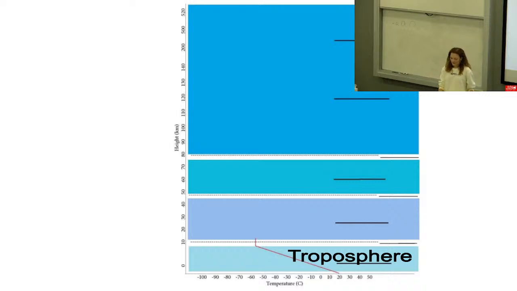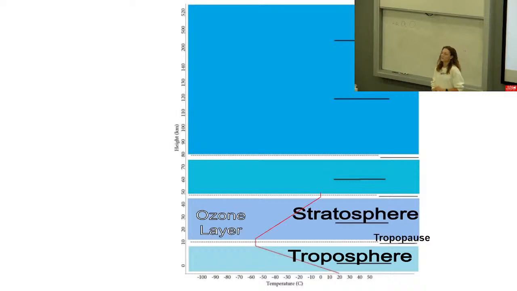Going to our next layer is the stratosphere. Remember, our layers are divided by a pause. This is kind of like a temperature pause, kind of like a buffer zone for the temperature to change from one layer to the next. And so in between our troposphere and our stratosphere is the tropopause. That, like I said, is just a little buffer zone for the temperature to change and transition to the next layer, which is the stratosphere.